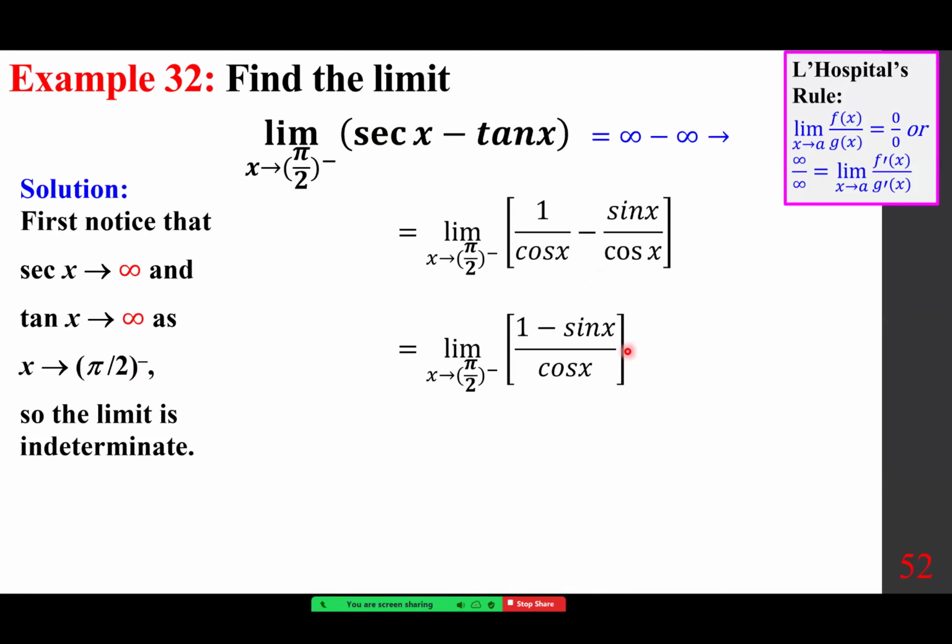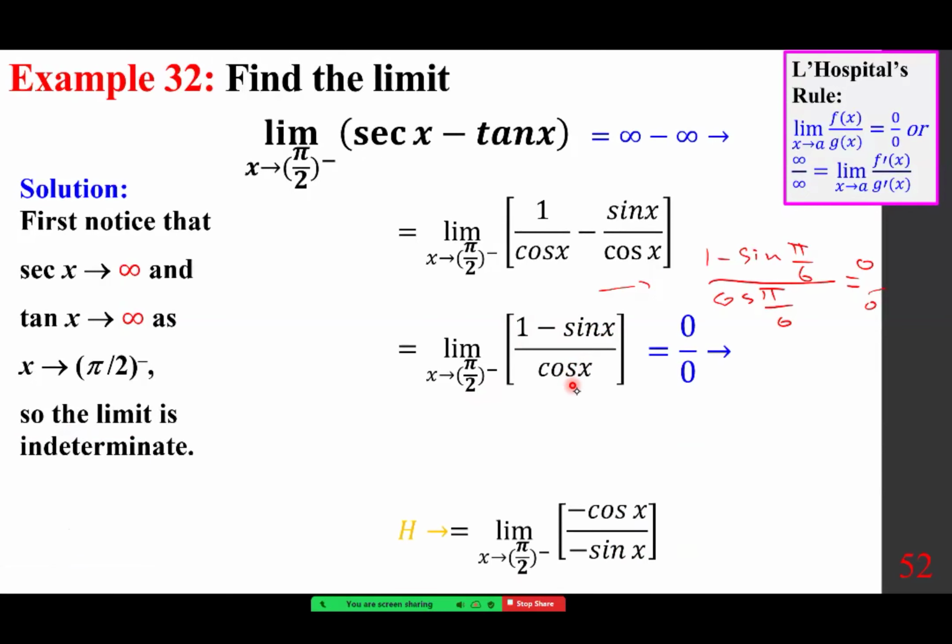So the limit of this expression as x approaches pi over 2 from the left. Now, if we plug in pi over 2, we get 1 minus sine of pi over 2 over cosine of pi over 2, which makes it 0 over 0. And because it's 0 over 0, we can use L'Hopital's rule. We differentiate the top, so the limit as x approaches pi over 2 from the left of, now the numerator, 1 minus sine x becomes minus cosine x, and the denominator cosine x becomes minus sine x.